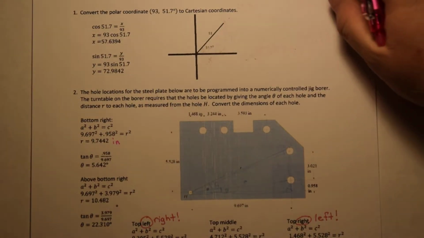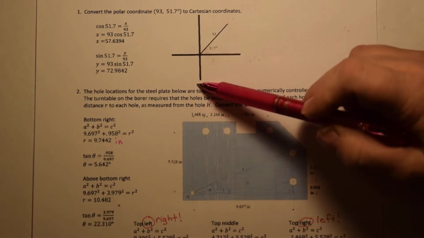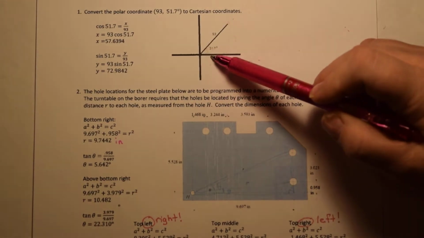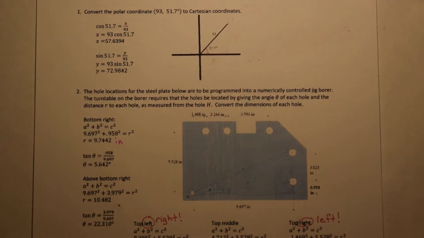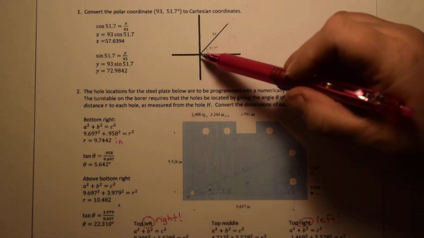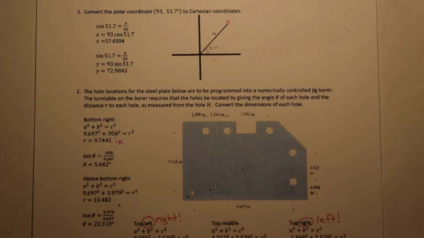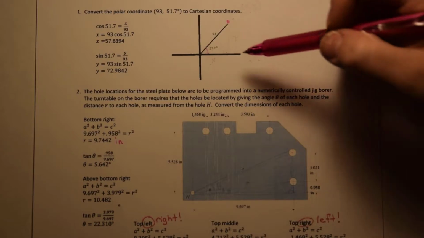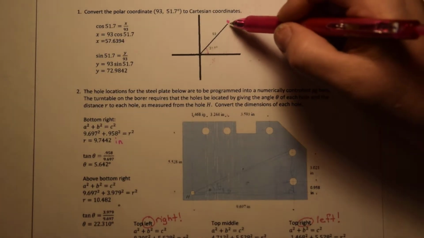Let's take a look at number 1, which says convert the polar coordinates 93 and 51.7 degrees to Cartesian coordinates. So I drew my x and my y axis. I measured over 51.7 degrees and then I measured out a length of 93. Okay, so that's where the vector is.